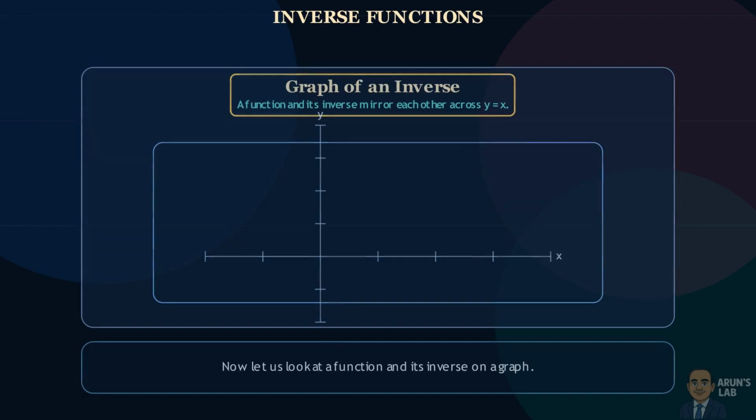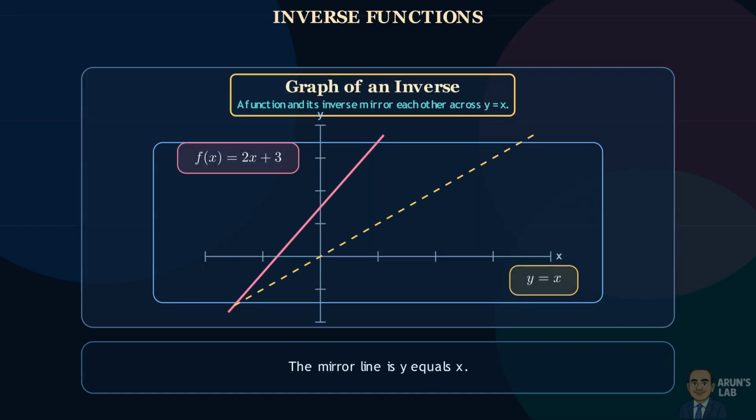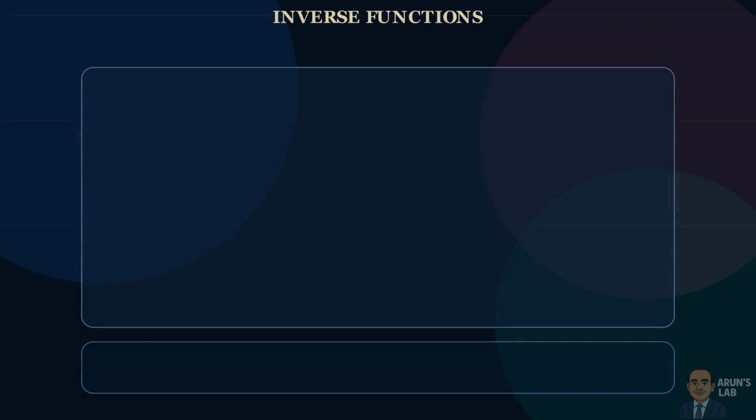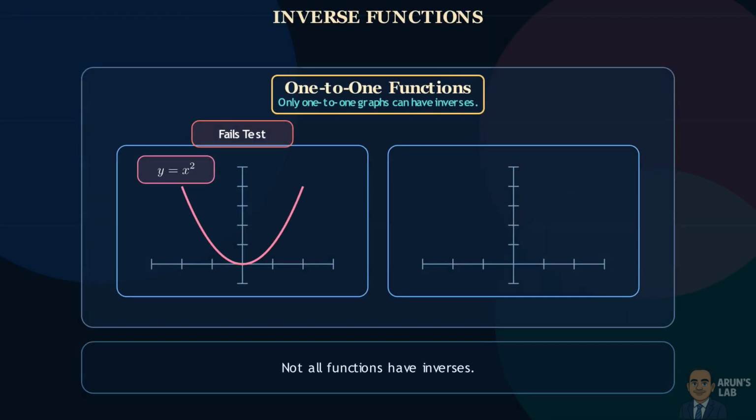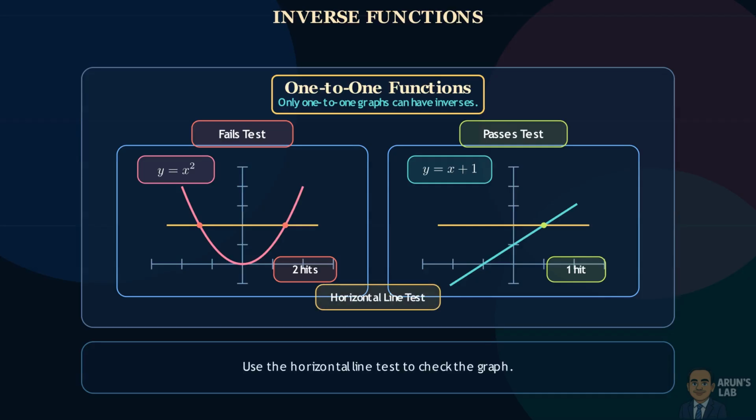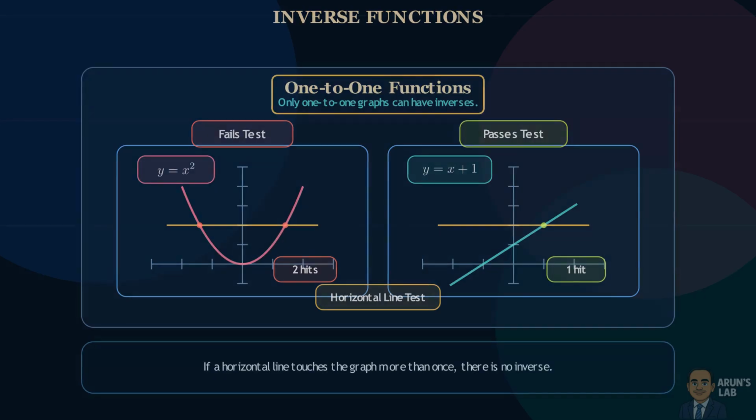Now let's look at something very interesting. The graph of a function and its inverse are mirror images. They reflect across the line y is equal to x. Not all functions have inverses. A function must be 1 to 1. This means each output comes from only one input. We can check this using a horizontal line test. If a horizontal line touches the graph more than once, the function does not have an inverse.